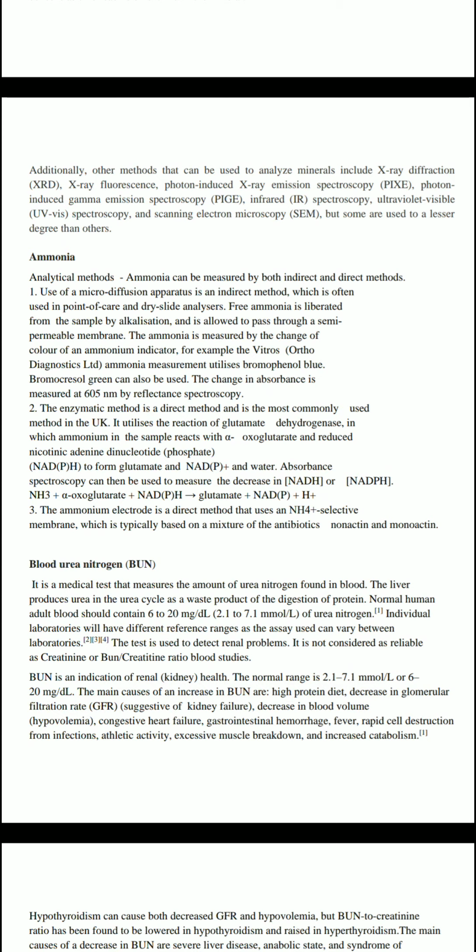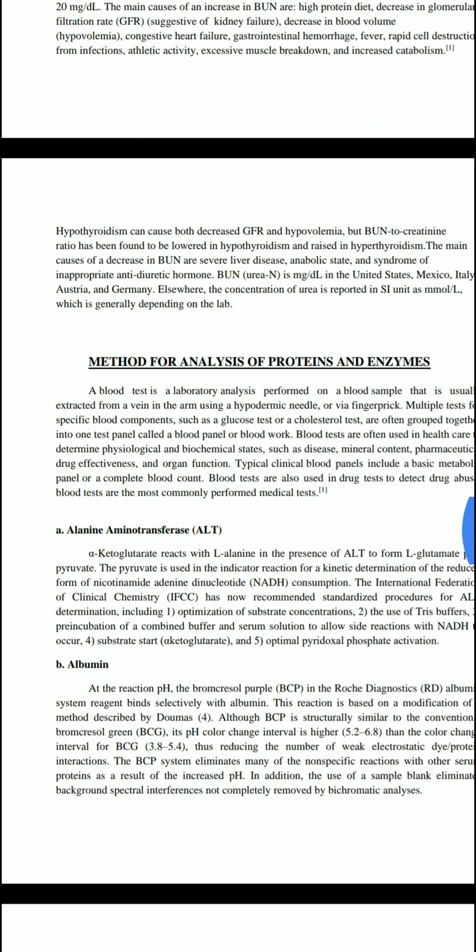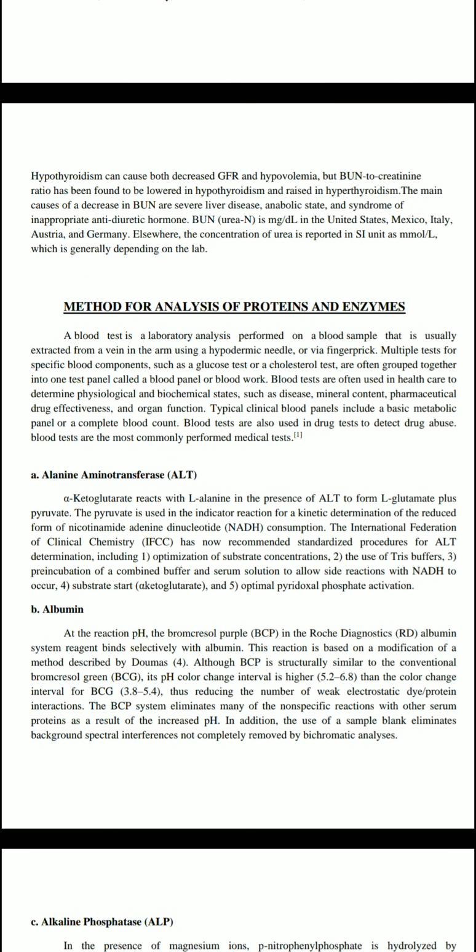The main causes of an increase in BUN, that is blood urea nitrogen, are high protein diet, decrease in glomerular filtration rate, that is GFR, suggestive of kidney failure, decrease in blood volume, hypovolemia, congestive heart failure, gastrointestinal hemorrhage, fever, rapid cell destruction from infection, athletic activity, excessive muscle breakdown, and increased catabolism. Hypothyroidism can cause both decreased GFR and hypovolemia, but blood urea nitrogen to creatinine ratio has been found to be lowered in hypothyroidism and raised in hyperthyroidism.